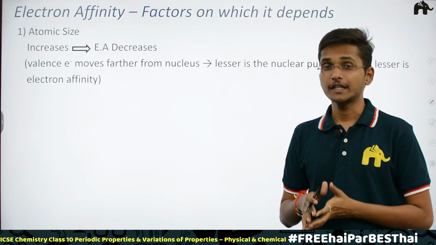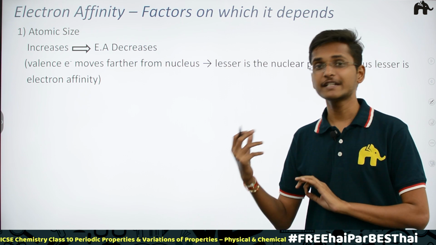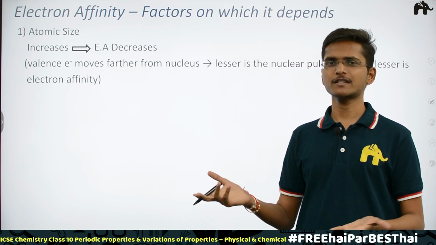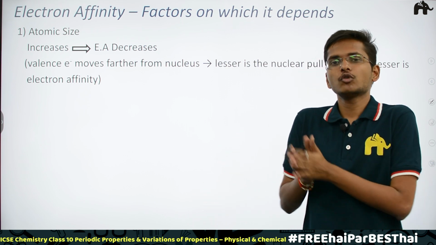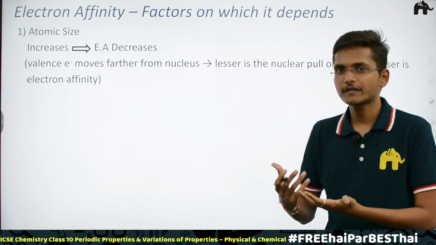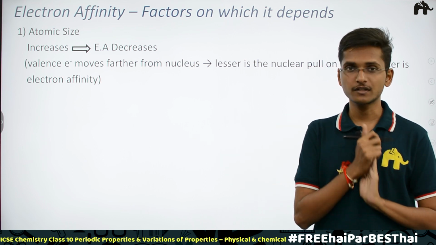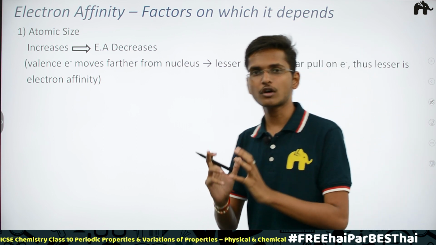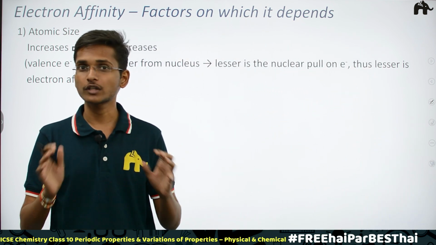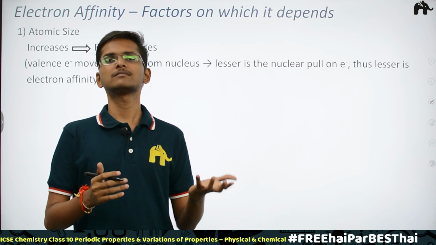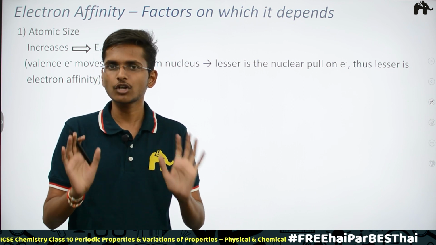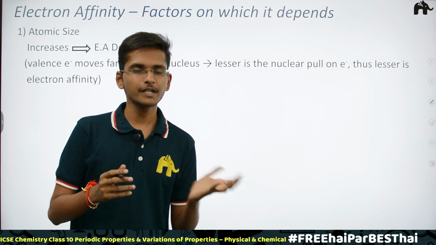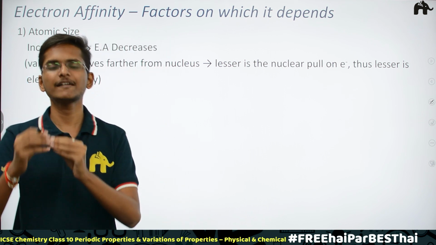Very clear? Now let's see the factors on which electron affinity depends. Simply, it depends on atomic size and nuclear charge, as we all know, and we are going to see how electron affinity varies when atomic size increases and nuclear charge increases. But before that, let me give one disclaimer: we are going to understand this concept based on the simple explanation for electron affinity, which I have already explained, that electron affinity simply means affinity for the electron.